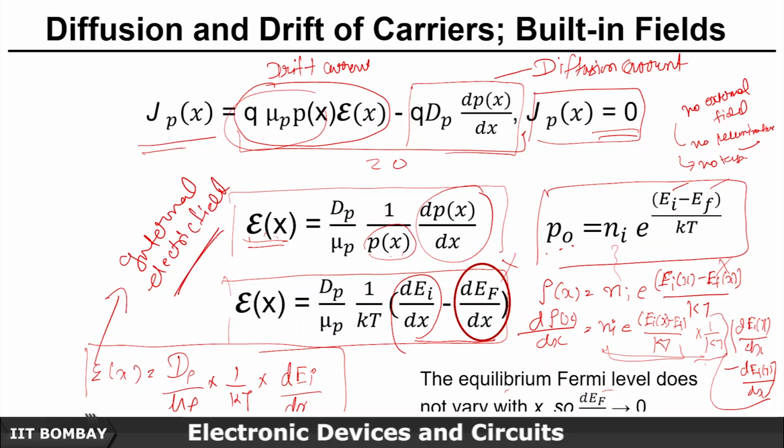Which gets created because of the distribution of the charges. We'll talk about that in detail. So this is the internal electric field under equilibrium condition. There is no external electric field, no temperature change, no illumination, no any other factor which can change the equilibrium.